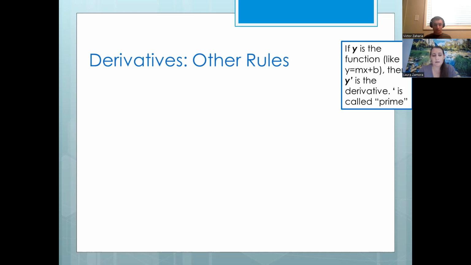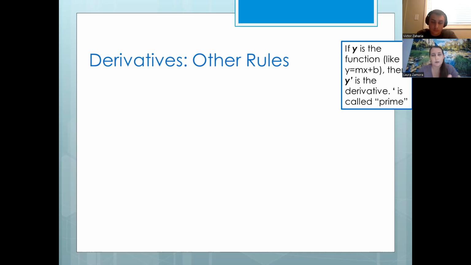Okay. Now, usually, if there's multiple variables, you would see in parentheses next to that what variable it is that you're taking it with respect to. So in this case, it might be like y prime parentheses x. That would tell us to take the derivative with respect to x. Okay, just another notation that you might see.